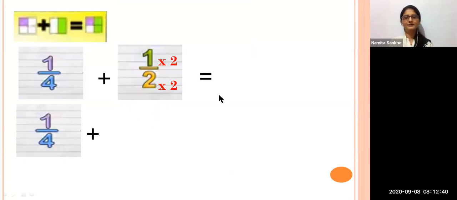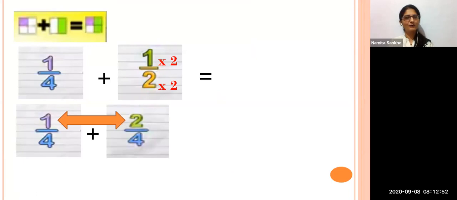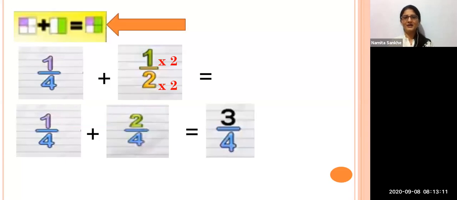Who will tell me? Yes? 2 upon 4. Very good. 2/4. Nice. Okay. So here you just have to add the numerators now, because see, you converted these unlike fractions into like fractions by creating a common denominator. So then the next step, you know it very well. So that is adding the numerators. So 1 plus 2 is equal to 3, correct? Yes, 3/4, which we saw in the diagrammatical representation also.